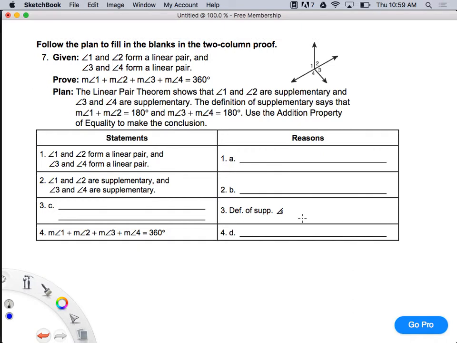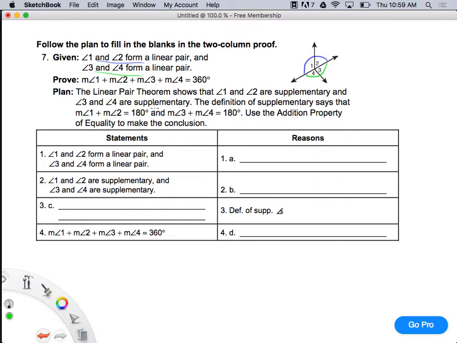Okay. Follow the plan to fill in the blanks in the two-column proof. So it's given angle 1 and angle 2 form a linear pair. Okay, so these two angles form a linear pair. And angle 3 and angle 4 form a linear pair. So these two angles form a linear pair. So that's what's given. It says prove the measure of angle 1 plus measure of angle 2 plus measure of angle 3 plus measure of angle 4 equals 360 degrees.